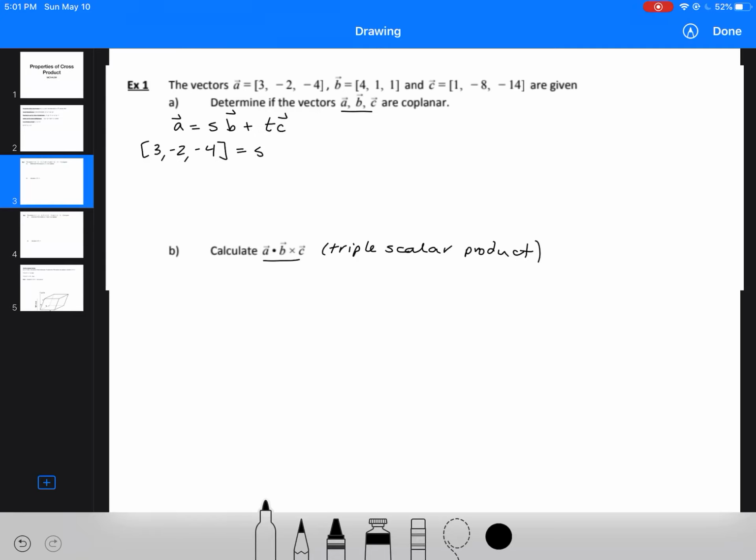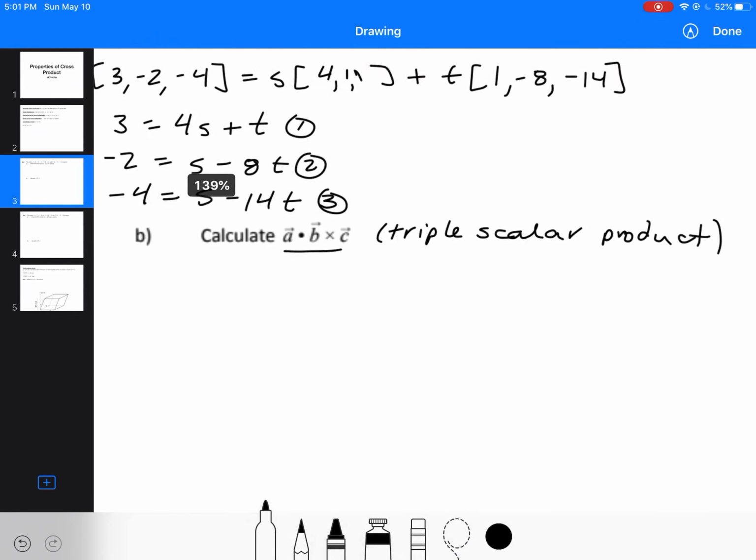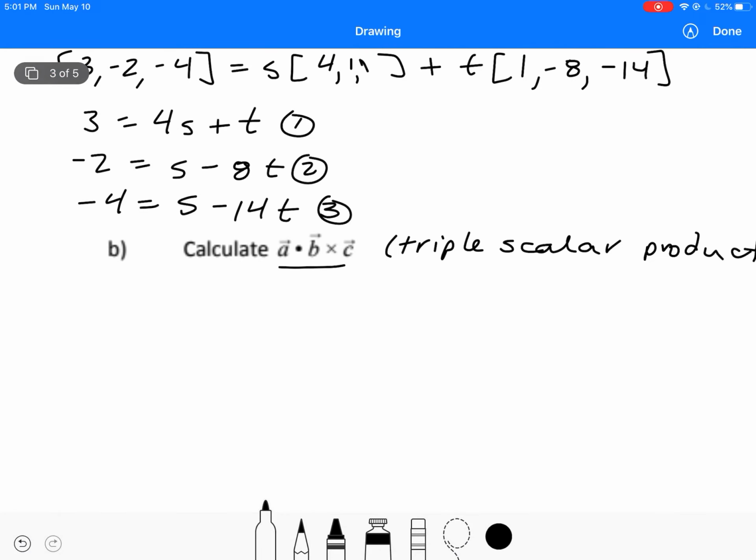So here we are in 3 space. So setting up this equation, 4, 1, 1, t, 1 minus 8 minus 14. This is going to give us 3 equations with 2 unknowns. So 4s plus t minus 2 equals s minus 8t, and then 3 equals s minus 14t. Okay, so now what I want to do is use 2 equations to solve for s and t, and then check and see if they are consistent in the third equation.